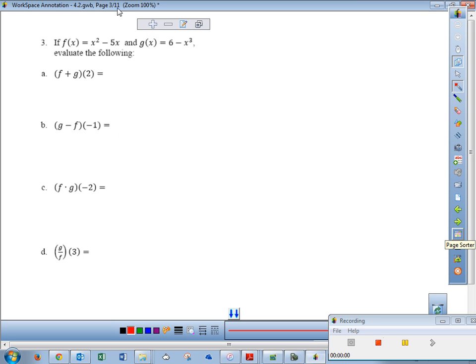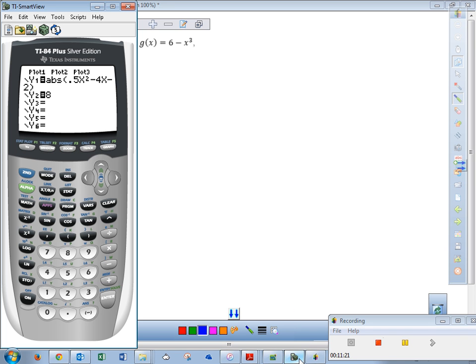These guys, how are they different? Number, number, number, number, number, instead of an x. So what we have to do is evaluate f of 2, and then evaluate g of 2, and then add them together. That'd be a mess if we didn't have this, right? This is going to make our life a whole lot easier. So here's what we will do.